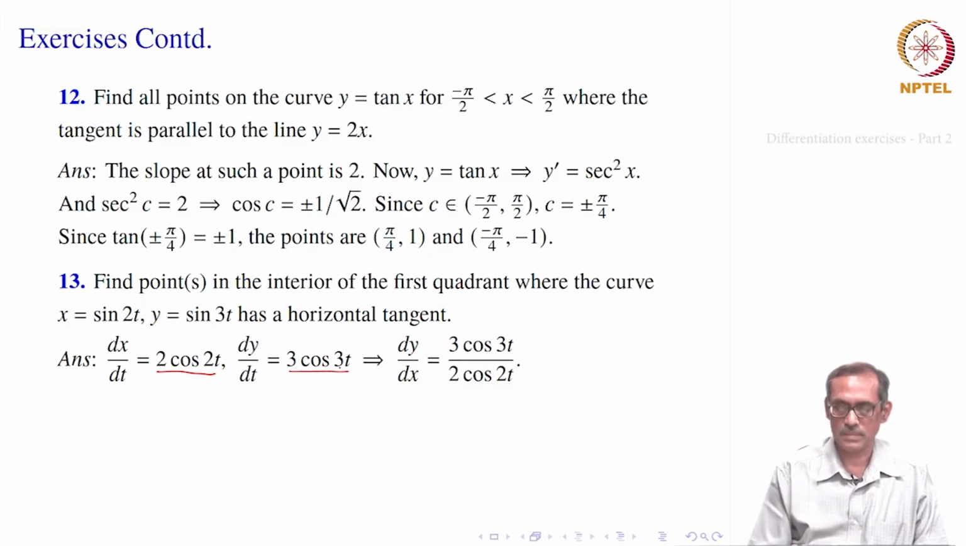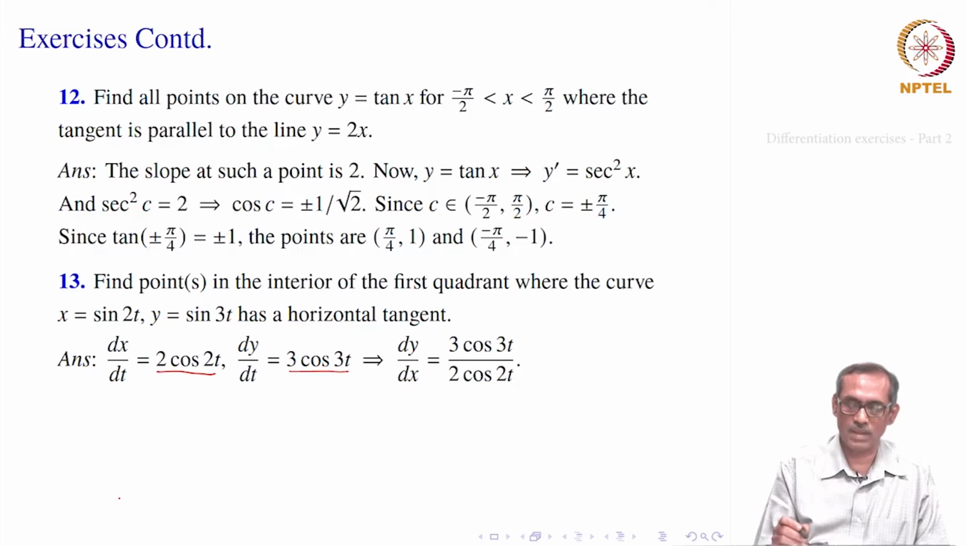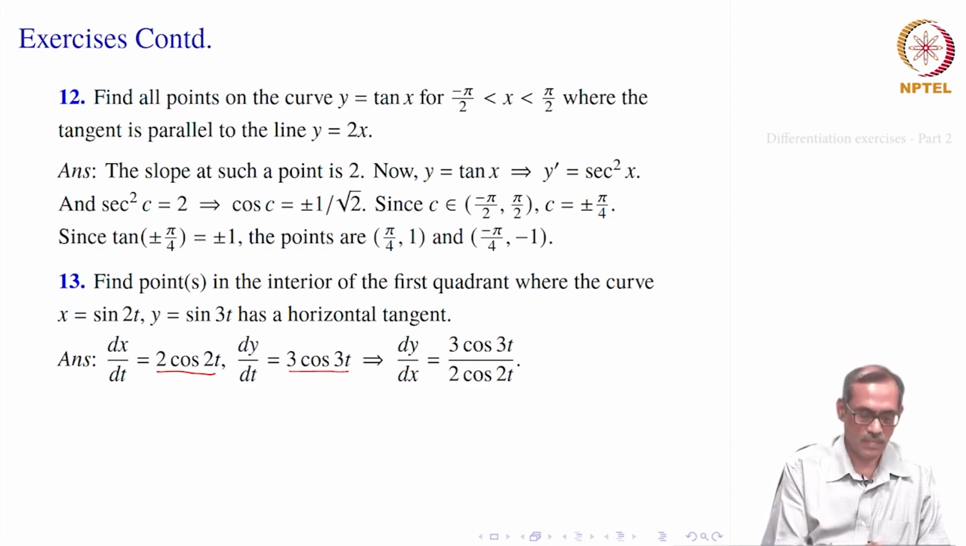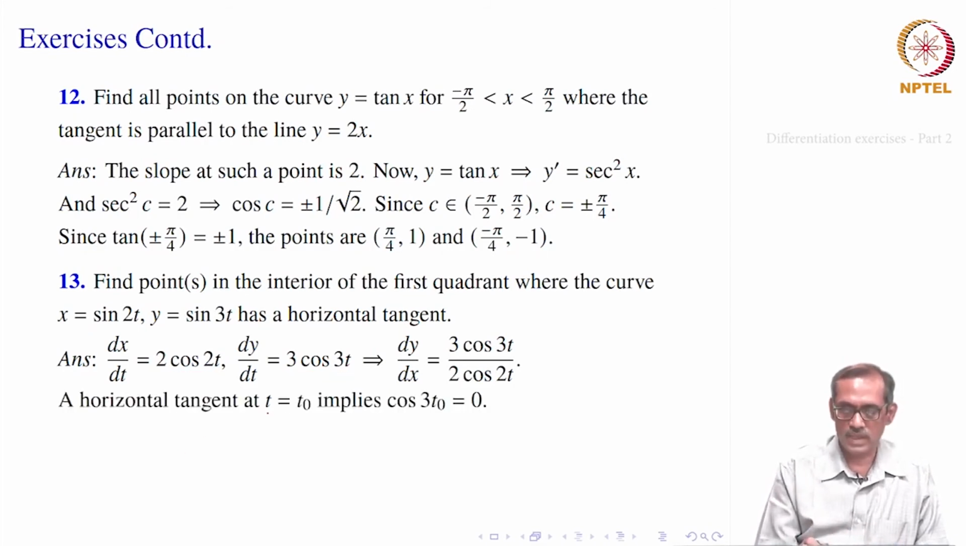So, 3 cosine 3t. So, this gives dy by dx is 3 cosine 3t divided by 2 cosine 2t, right. So, this is the slope at the point t, at the point t means it is x(t), y(t), if t is a point. So, what we mean here is x(t), y(t) at the coordinates. Okay. So, a horizontal tangent at t equal to t0 means this derivative at t equal to t0 must be 0.